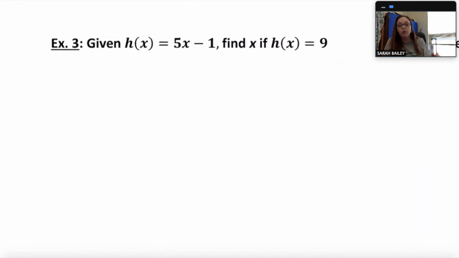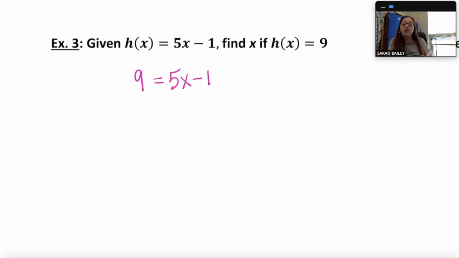Okay, example 3 says given that h of x is equal to 5x minus 1, find x if h of x equals 9. So this is different. This time they're telling us what h of x is. So in place of h of x, I'm going to put a 9. So you're finding x. In other words, solve the equation 9 equals 5x minus 1.